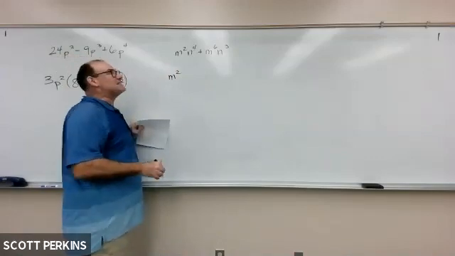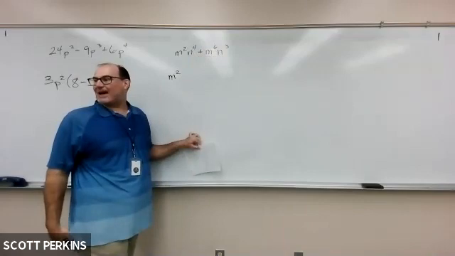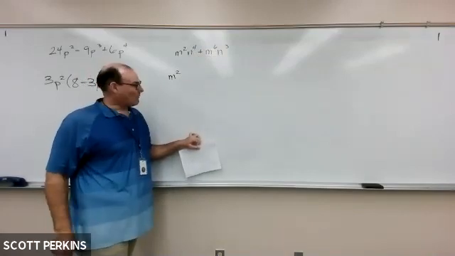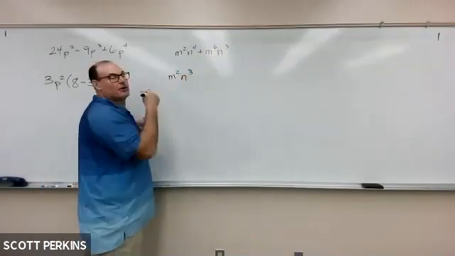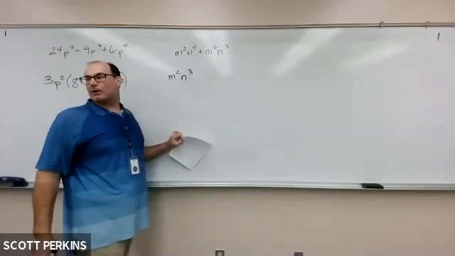Now I'm going to look at the n's. I've got 4 n's and I've got 3 n's. How many n's can I factor out of this? Always the smallest power, n to the third. Indeed, that's true. Always the smallest power.